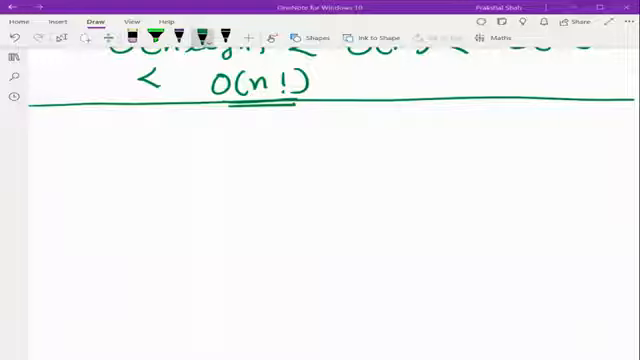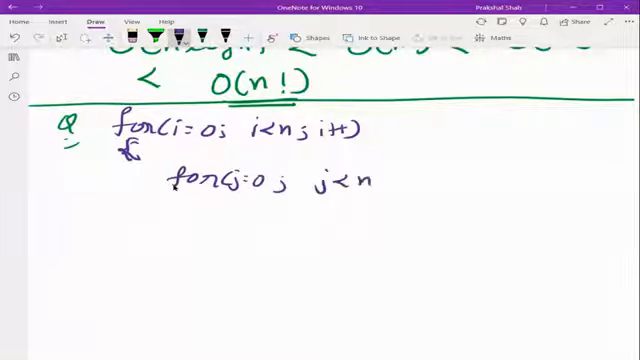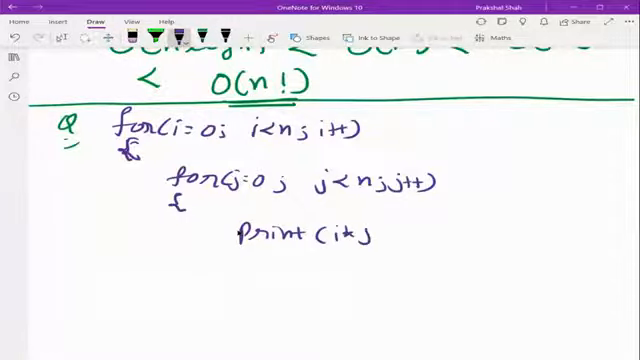Now my question to you is, suppose I have for i equal to 0, i less than n, i plus plus. Take your time and then answer. Don't give an abrupt answer; there should be some logic behind it. For j equal to 0, j less than n, j plus plus. And here I am just doing print i multiplied by j. Think about it very calmly and patiently, and then answer: what should be my complexity here?